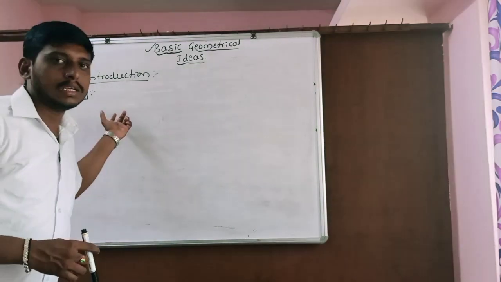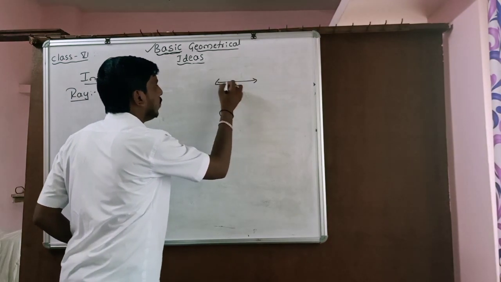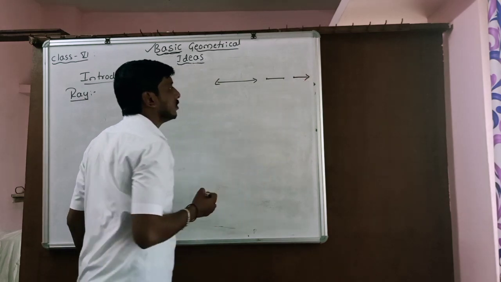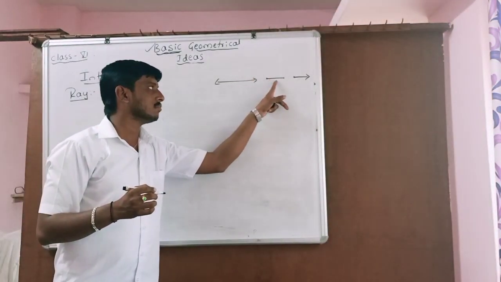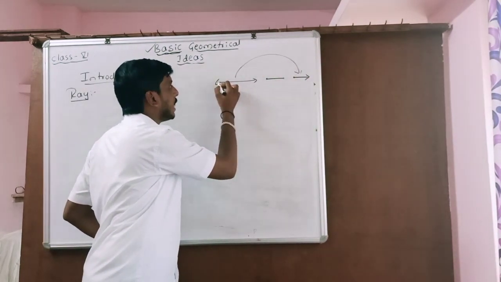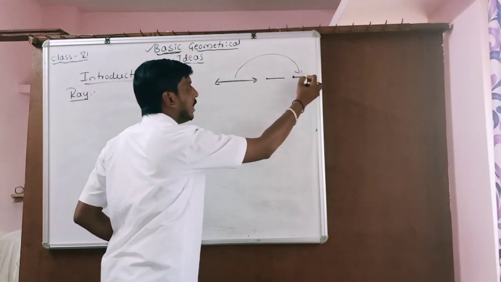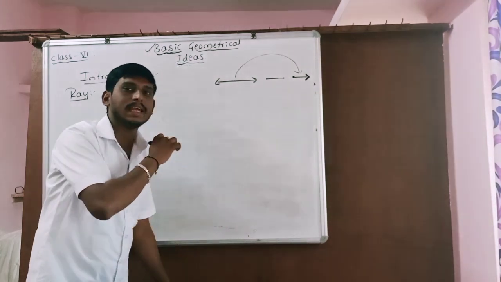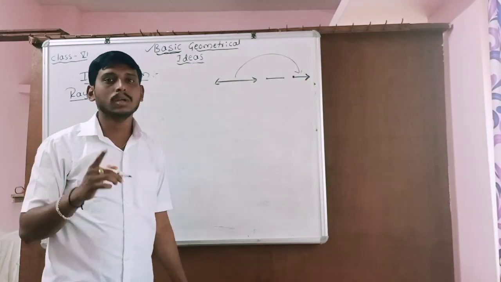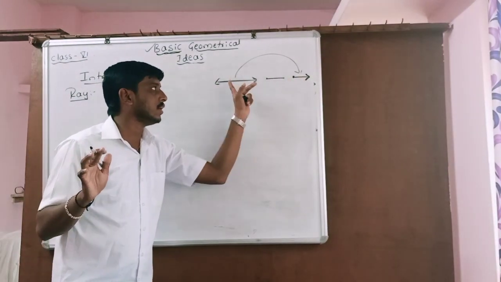So the next topic is what? Ray. What do you mean by ray? It is also part of a line. This is a line, this is a line segment, and this is a ray. See, this is the difference between a line segment and a ray. What is the difference between a line and a ray? A line can be extended on both sides, but a ray has one initial point, which is fixed, and the other is endless. Endless means we can extend it in only one direction. So a ray can be extended in only one direction, and a line can be extended in both directions. This is the small difference between a line and a ray.